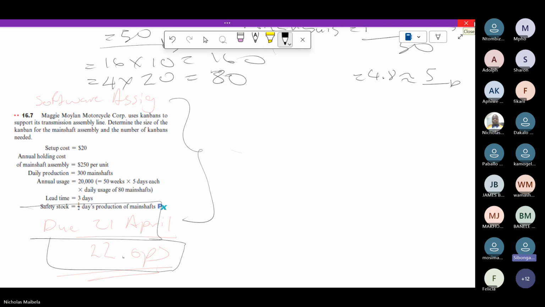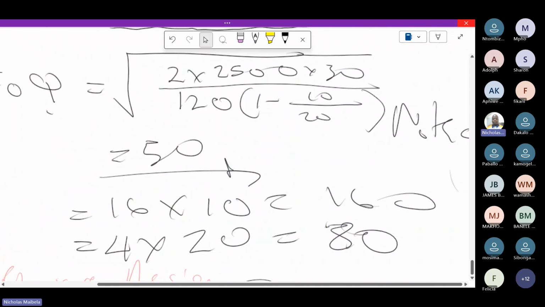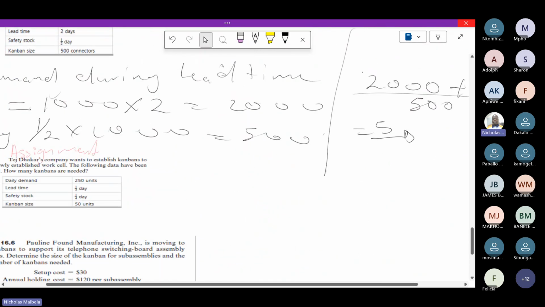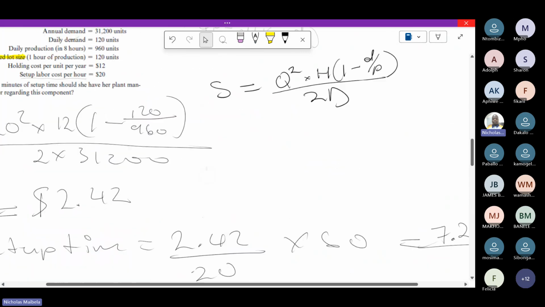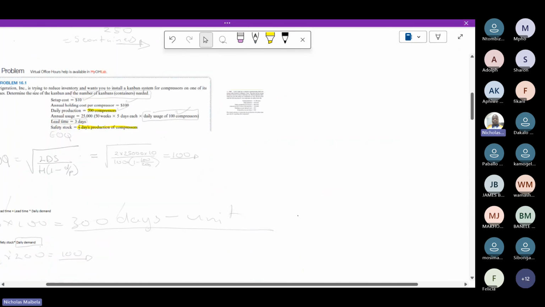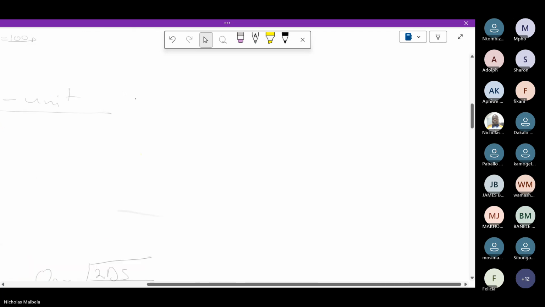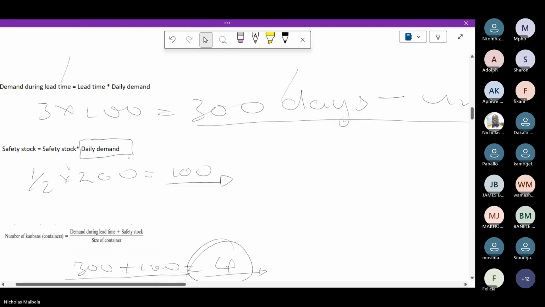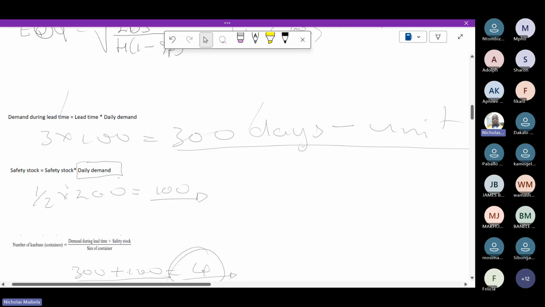Can you please re-explain, from this answer, 16 times 10? 16 times 10, we go back to the formulas that I've given you. They say demand during lead time is equal to lead time multiplied by daily demand. Do you understand? Daily demand is 10 again. Lead time is 16. Then we get 160.